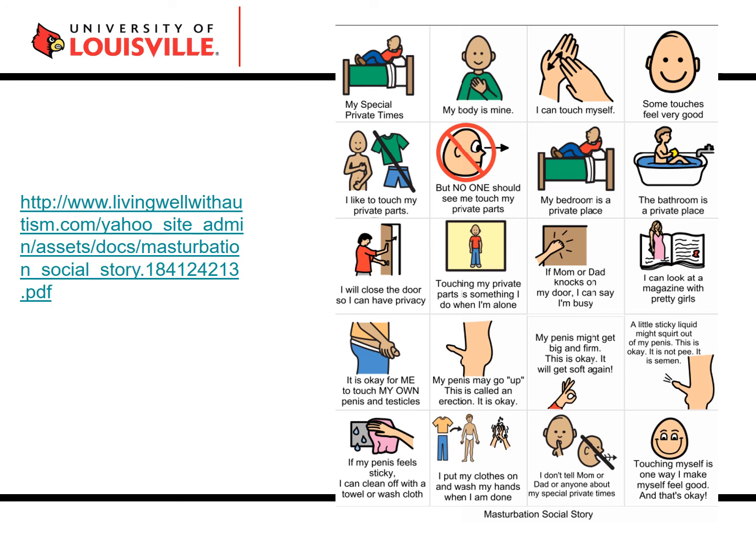This is an example of a social story. I generally tell parents that this story is the starting point. You can edit this story to reflect your child's needs and your family's cultural beliefs.